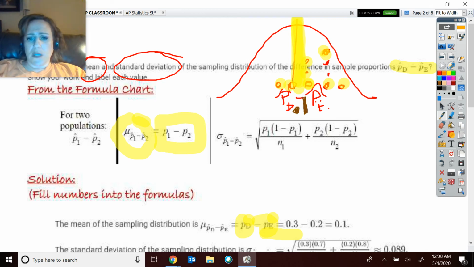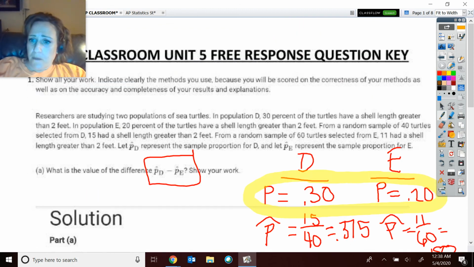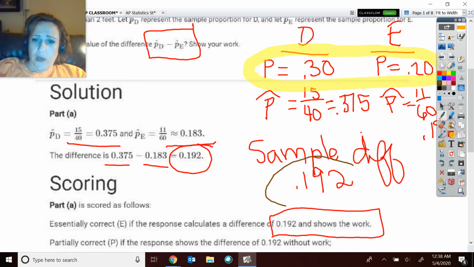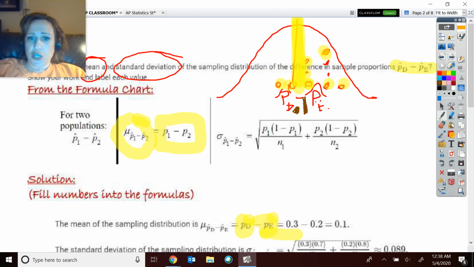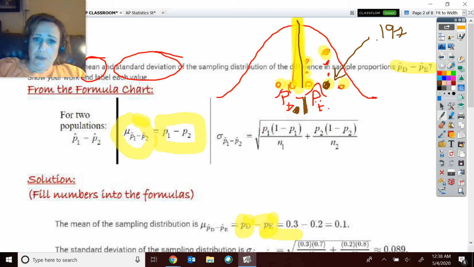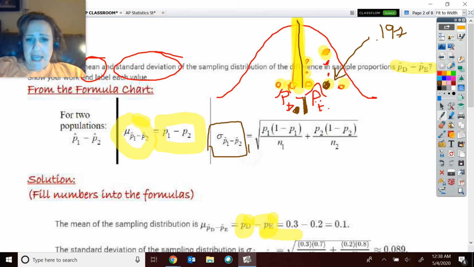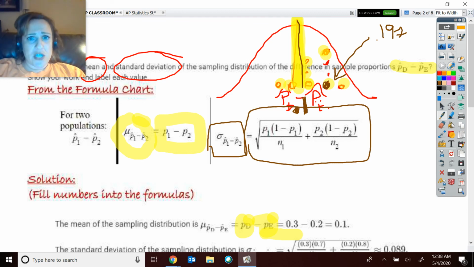Now, the difference that we had in our sample was 0.192. Okay, so a little bit larger. So our sample may be this one right here, where the difference in the sample results we got was 0.192. But most of the samples should center with a difference of 0.1. Well, with what variability? Here is this formula for the standard deviation, and just fill in the numbers there. You got your P1 and 1 minus P1.